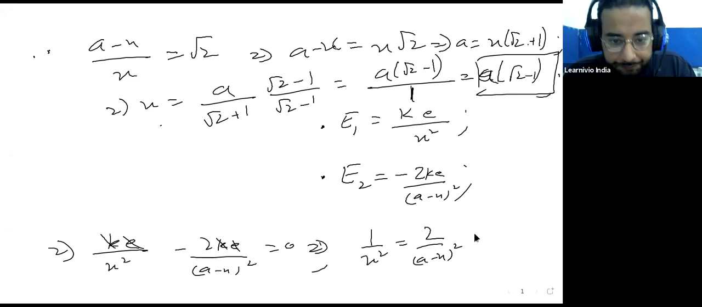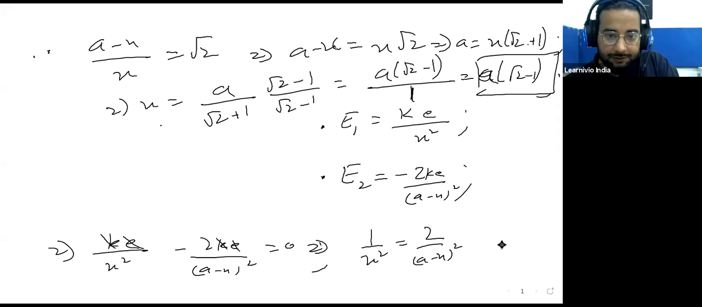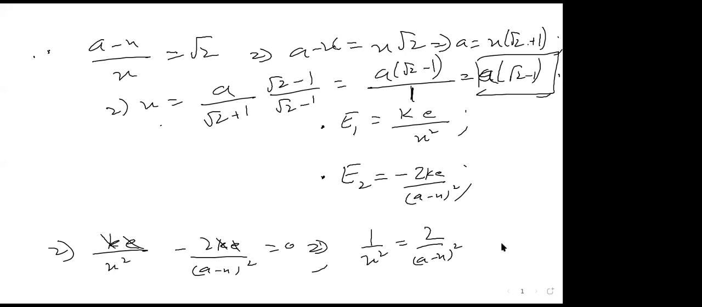Any problem up till now? One minute, okay, think about it. So we simply get A root 2 minus 1. Yes, absolutely. Done, sir.